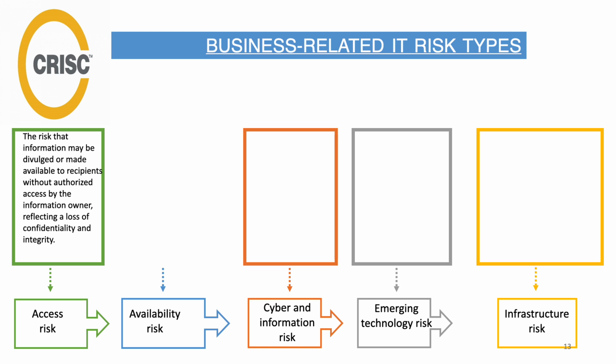Right? In this, what happens? Let's make it more clear. In this, the risk that the information may be told to people about or made available to the receiver without approved access, by the information owner, reflecting a loss of keeping the private information private and honest, wholeness or completeness. In this, friends, an access risk is one or more actions or permissions that, when available to a single user for a single role, profile, or HR objective, create the potential for fraud or unintentional error.